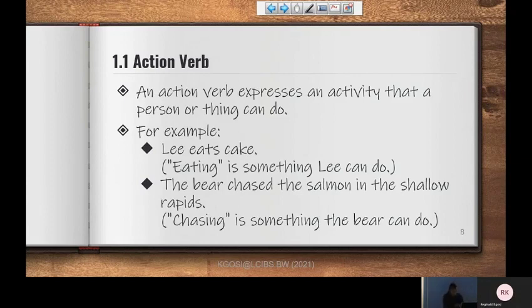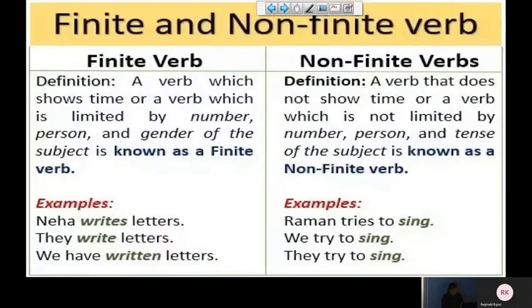Right. In the previous examples that we had here, we find that these are also action verbs. Niha writes letters. He's actually in the process of doing something like that. Rahman attempts or tries to sing. Both try and sing are actions. These are actual things that you are doing.